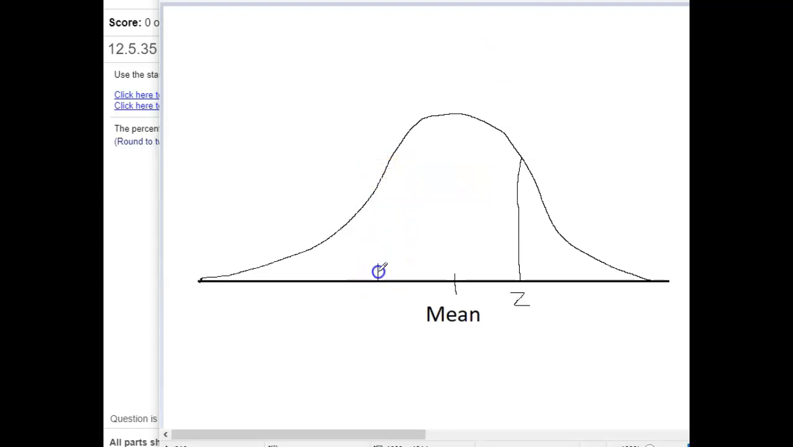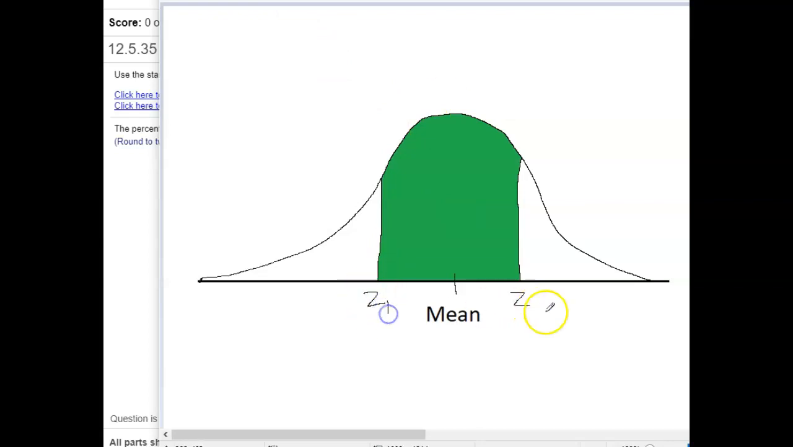Let me get a black line here. So in this case, we would want just the probability of being in between two different z values. I'll call this z1 and this one z2, just so you know they're two different z values. The probability of being in between those two.